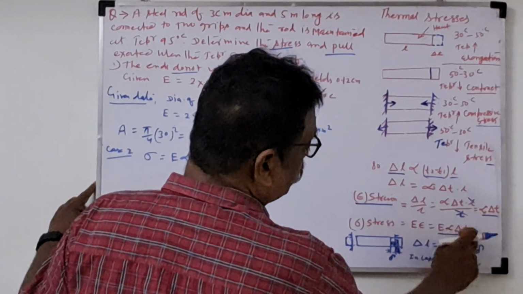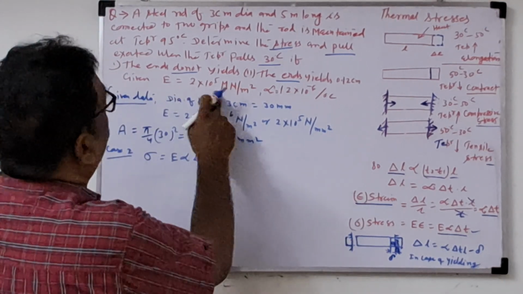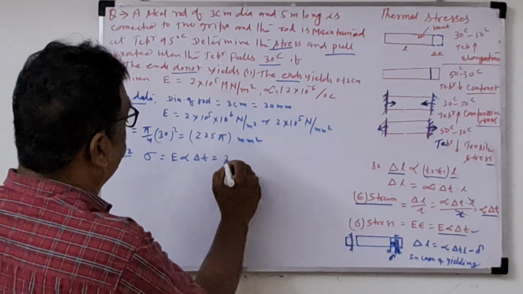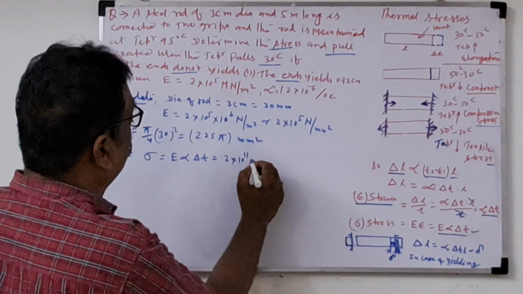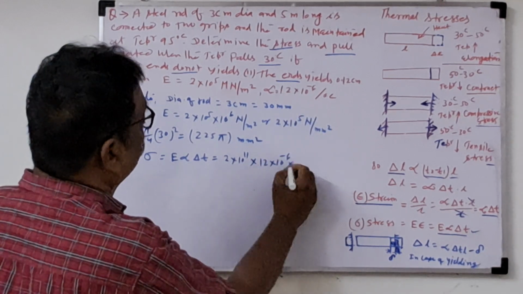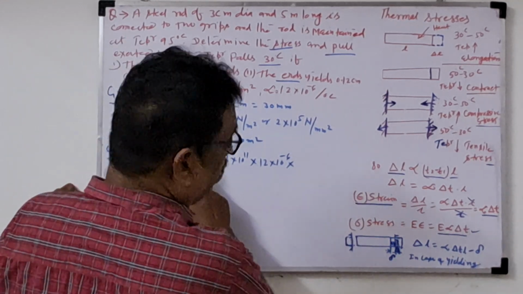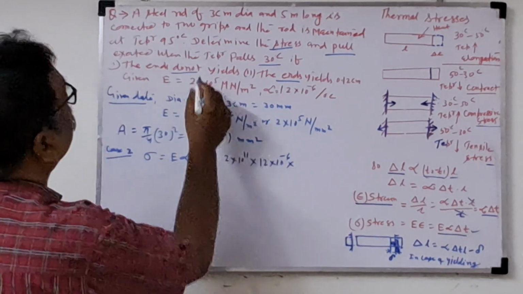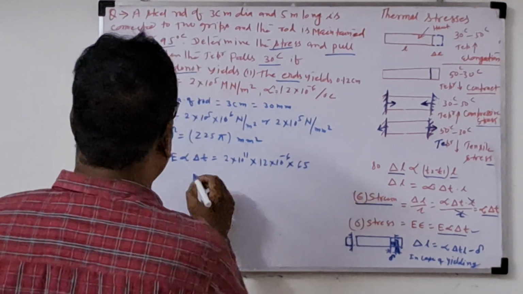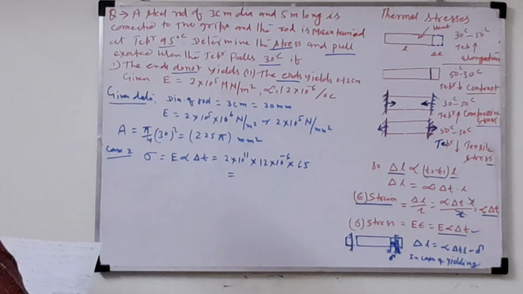Stresses, Young modulus, linear expansion into change in temperature. We will substitute all the values. E is 2 into 10 power 5, and mega is 10 power 6, so we can write 2 into 10 power 11, into linear expansion 12 into 10 power minus 6, and length times delta T. How much is the fall in temperature given? 95 minus 30 degrees, so it will come 65 degrees. This value we already calculated, so this value will be there.